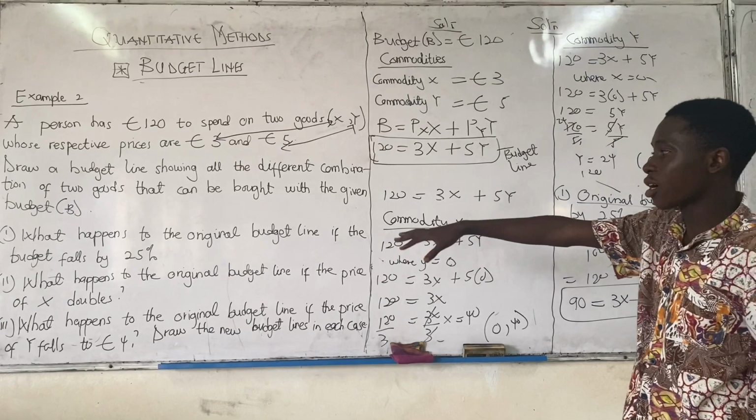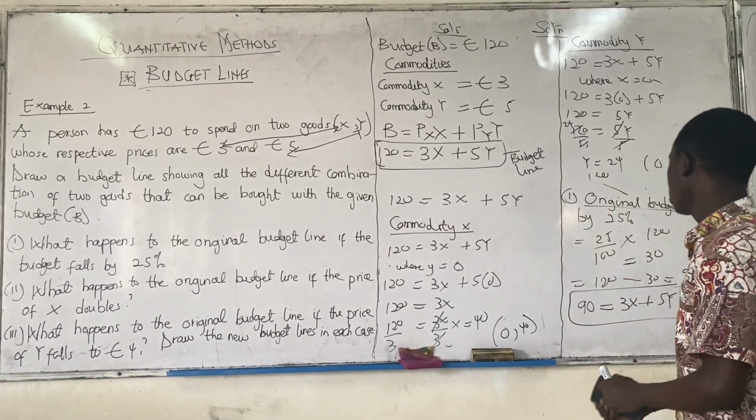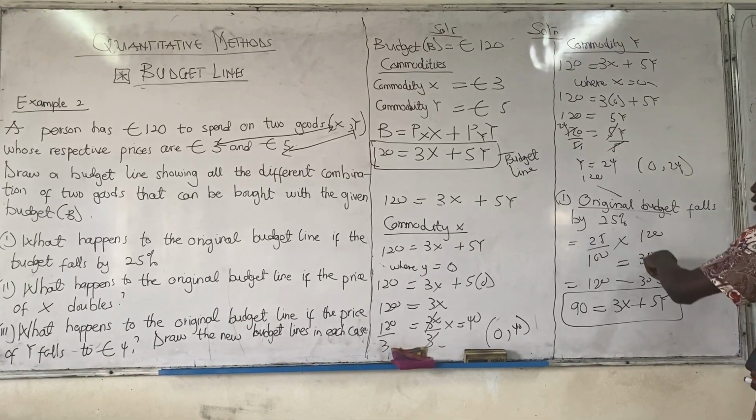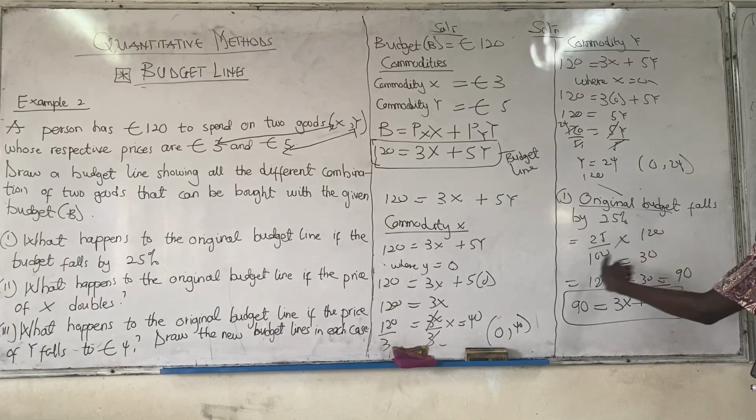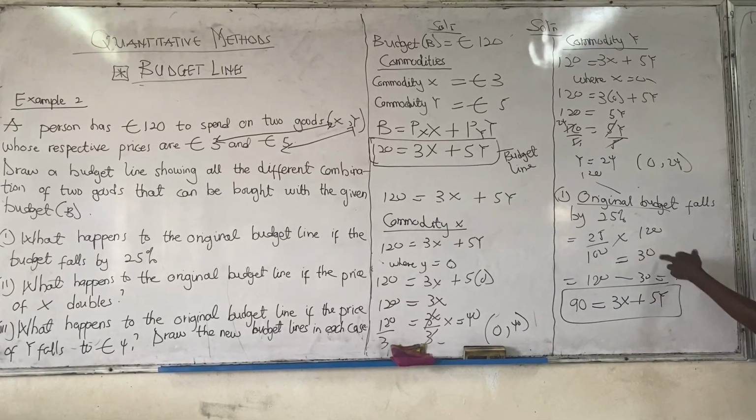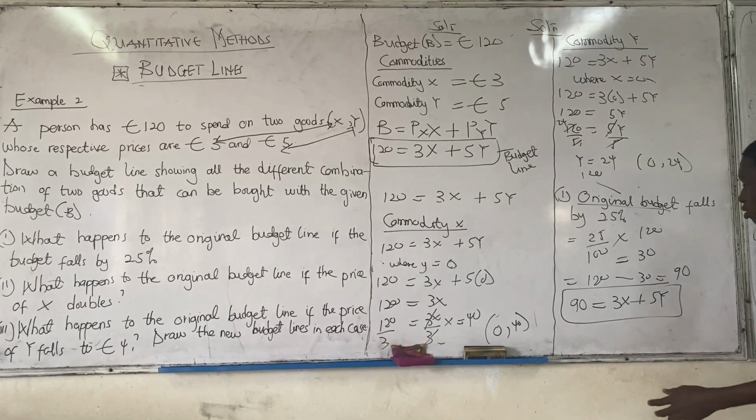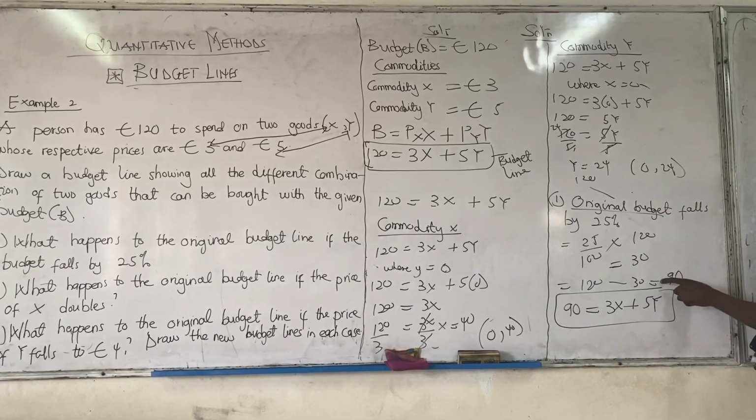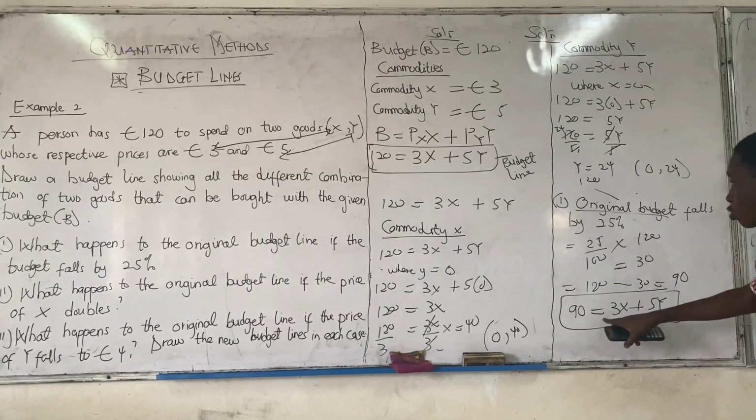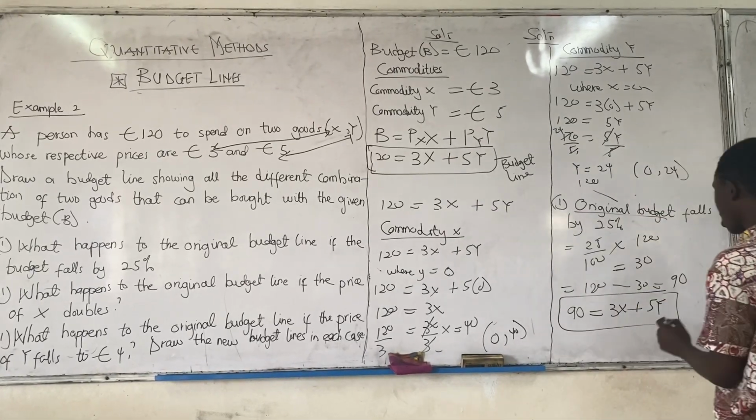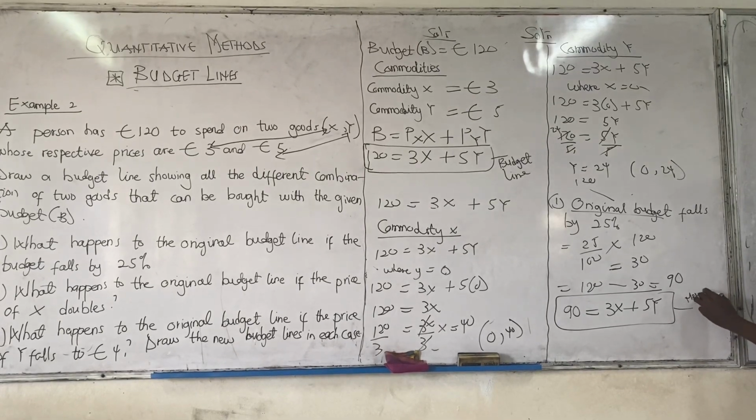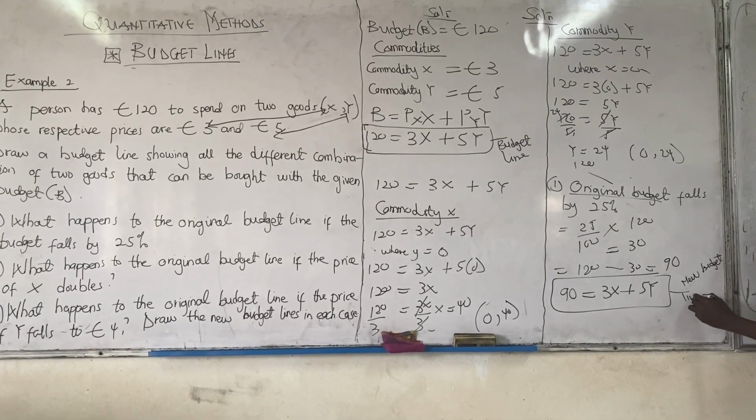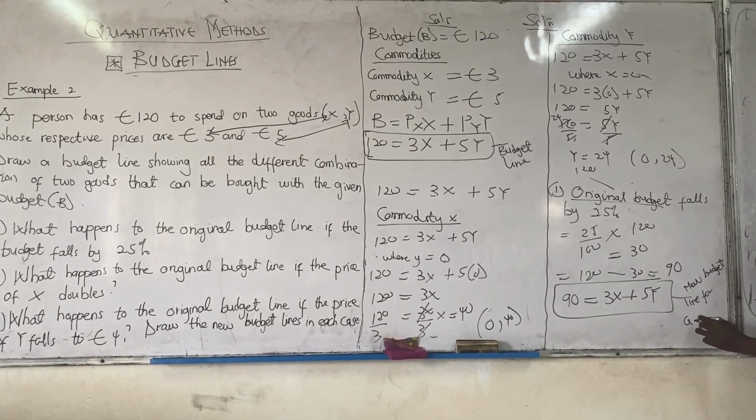Because the question was, what happens to the original budget line if the budget falls by 25%? To get it, 25 divided by 100, we multiply by the budget itself, which is 120, and we have 30. But the 30 doesn't mean that it represents the new budget. To get the new budget, you are supposed to subtract the 30 from the 120, so we have 90. So the 90 is equal to 3x plus 5y. So it becomes the new budget line for question I.